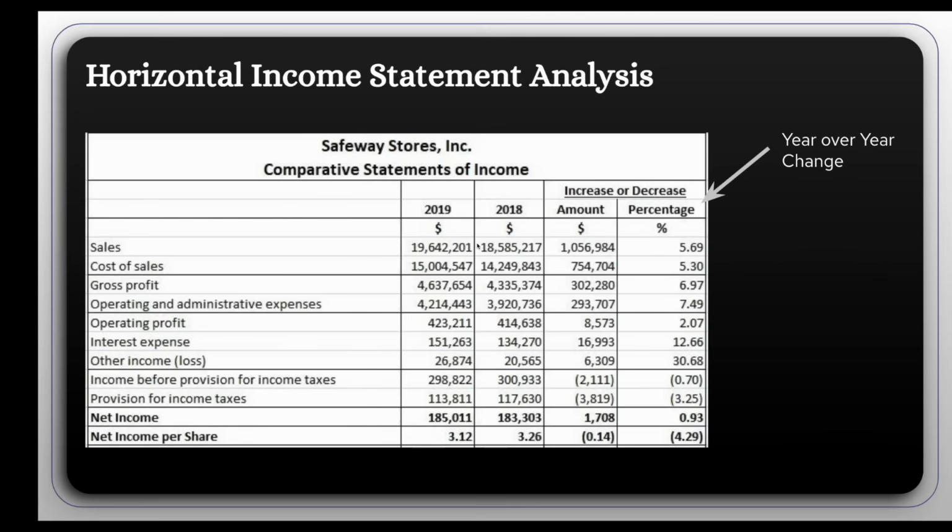But if we look at the numbers, we see a growth in the sales, a growth in the cost of sales, a growth in profit, and so on. So this can be calculated. The numerical change can be calculated and listed in this column, and the percentage change can be listed here. The percentage change is calculated by taking the difference and dividing it by the overall amount. So that's also called the year-over-year change.